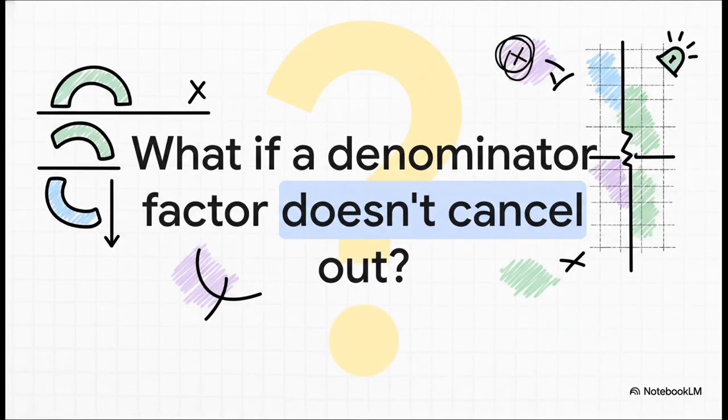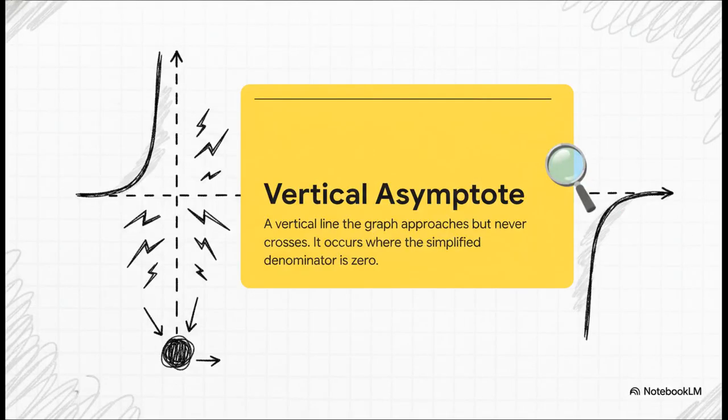So our first clue pops up when we start factoring the top and bottom polynomials. Let's ask ourselves, what happens if there's a factor in the denominator that doesn't have a matching partner up top to cancel it out? Well, this leads to our first and probably most dramatic type of break. It creates a vertical asymptote.